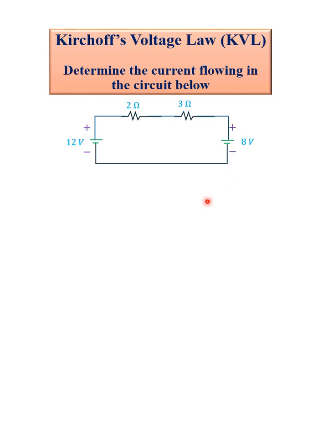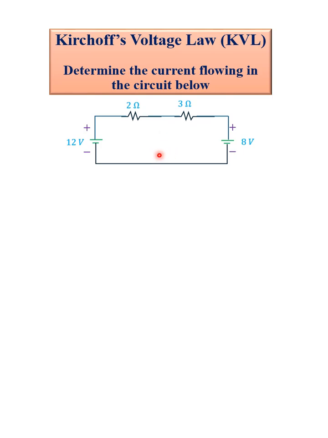Now that you've done that, the next thing you want to do is to assume a direction of current flow in this loop. Kirchoff's voltage law is applied in a loop. A loop is a continuous or a closed path of current flow. So if you look at this, there is a closed path for current to flow. So current can flow in this closed path. So we call this a loop. Kirchoff's voltage law is always applied in a loop.